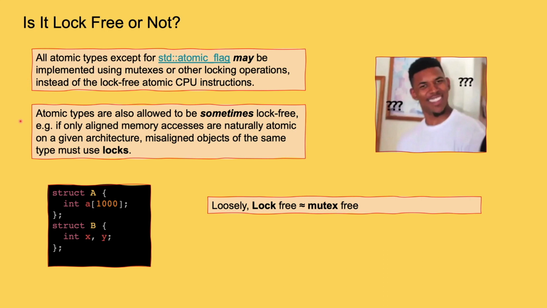The standard also mentions another important point, which is atomic types are also allowed to be only sometimes lock-free and then sometimes not lock-free. So the same type. If I define a variable of this type, it may or may not be, at sometimes lock-free, sometimes not lock-free. And this is related to how this variable is aligned in the memory.